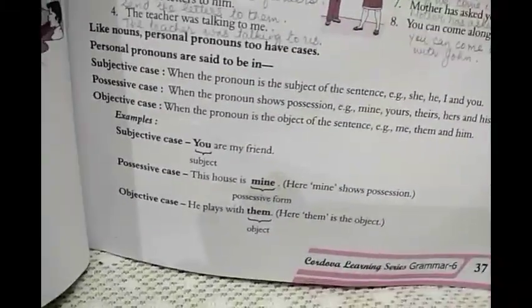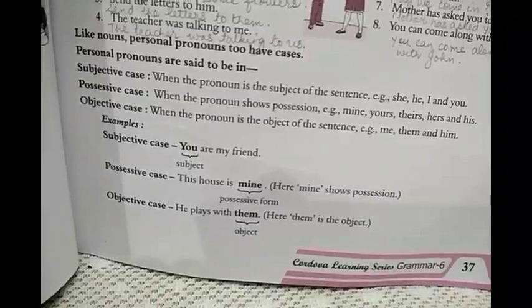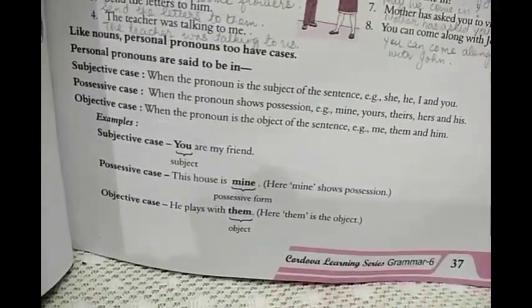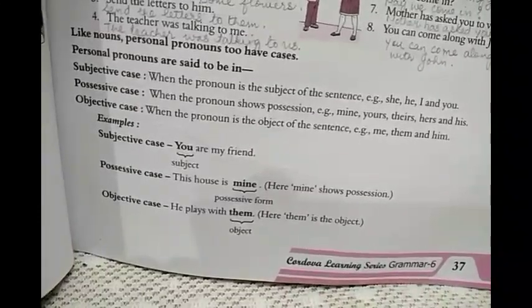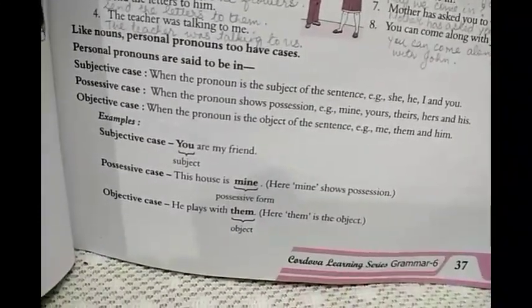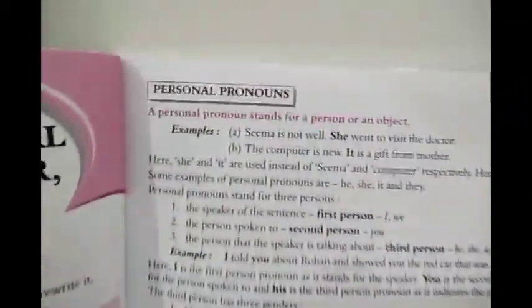When the pronoun is the object of the sentence. Example, me, them and him. So example, he plays with them. So in this sentence we find "them" is used as the object of the sentence. Therefore it is in which case? Objective case. Okay. So this was all about personal pronouns.